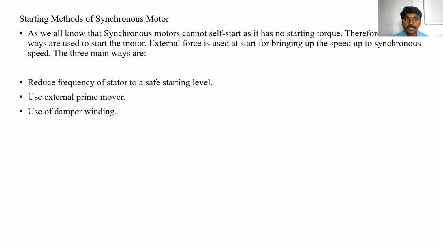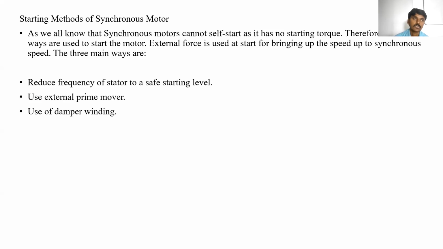Reducing the frequency of the stator to a safe starting level is one of the starting methods of the synchronous motor. Using an external prime mover is another method of starting the synchronous motor. And the third is by use of damper winding.